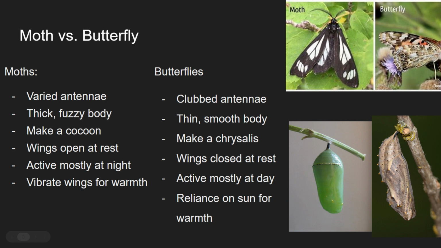Butterflies, on the other hand, have a clubbed antenna, so it sort of has a golf club shape down at the ends of it. They have thin, smooth bodies. They make a chrysalis instead of a cocoon. Their wings are closed when they're at rest, and they're primarily active during the daytime. And their reliance comes primarily from the sun.